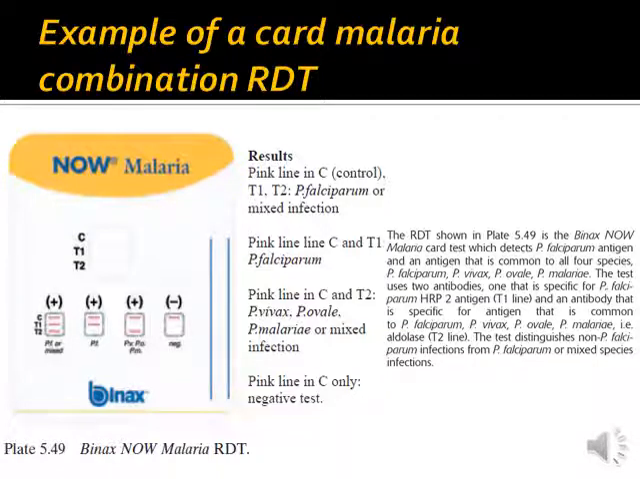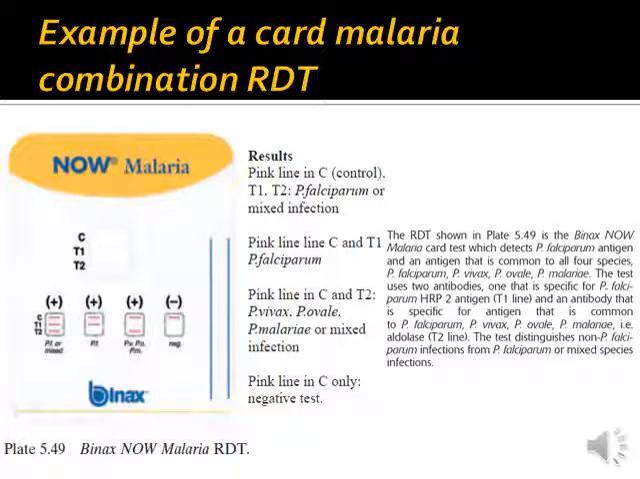Moving on, the third one is showing a positive line at the control and over the line which is impregnated with the antibodies against aldolase enzyme, and this aldolase enzyme is specific for all the 4 species. So the third test, or the third window which you are seeing, is indicating Plasmodium vivax, ovale, malariae or mixed infections.